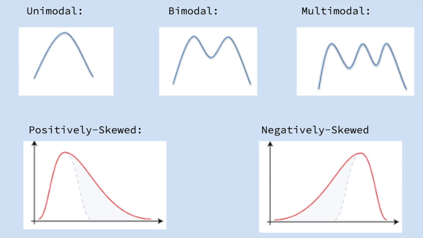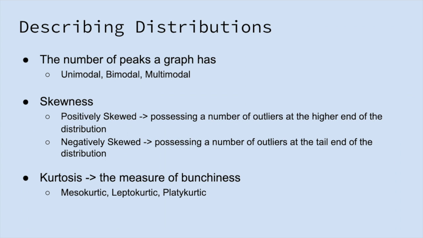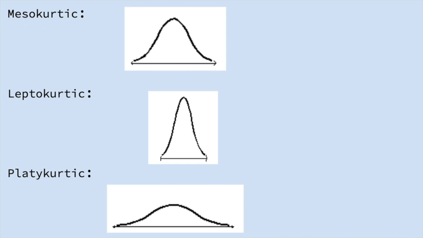Skewness of data can be either positive or negative. Positively skewed data contains outliers at the upper end of the distribution, whereas negatively skewed data contains outliers at the tail end of the distribution. When describing kurtosis of a distribution, we have three classifications: mesokurtic, leptokurtic, and platykurtic. Mesokurtic resembles a bell curve. Leptokurtic is fairly steep around the middle because there is not enough relative frequency in the tails, and platykurtic is more spread out or flat because there is too much relative frequency in the tails.